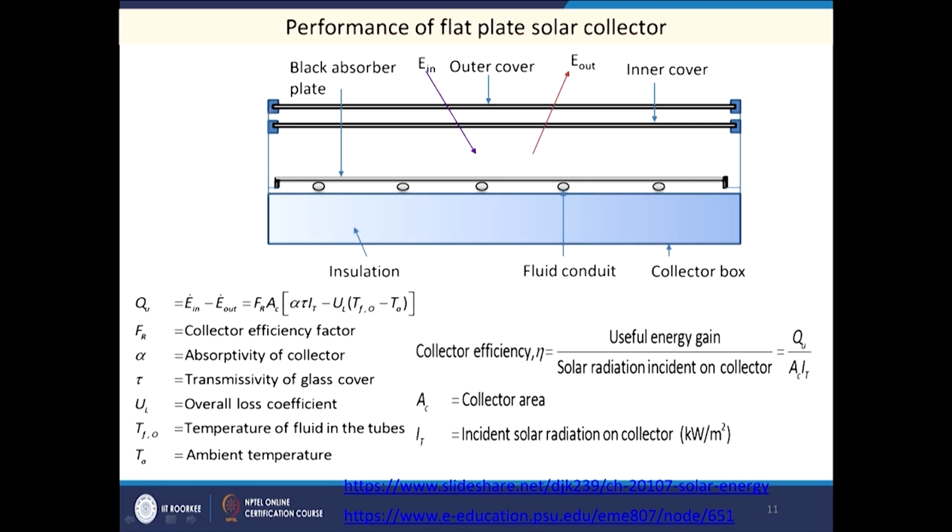So, where we have here one surface, the sun rays will come and it will be taken up by the plate, and some amount of energy will go out. So, energy in is your E in and energy out is E out. So, E in minus E out is the energy taken up by the water, or we can say the energy gained by the system. So, useful energy gain Q U is equal to E in minus E out.